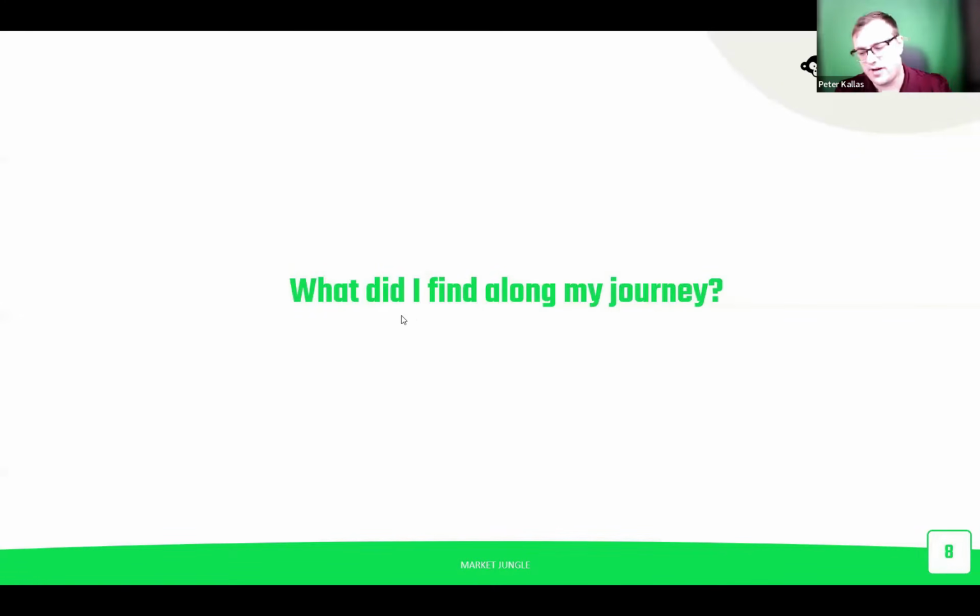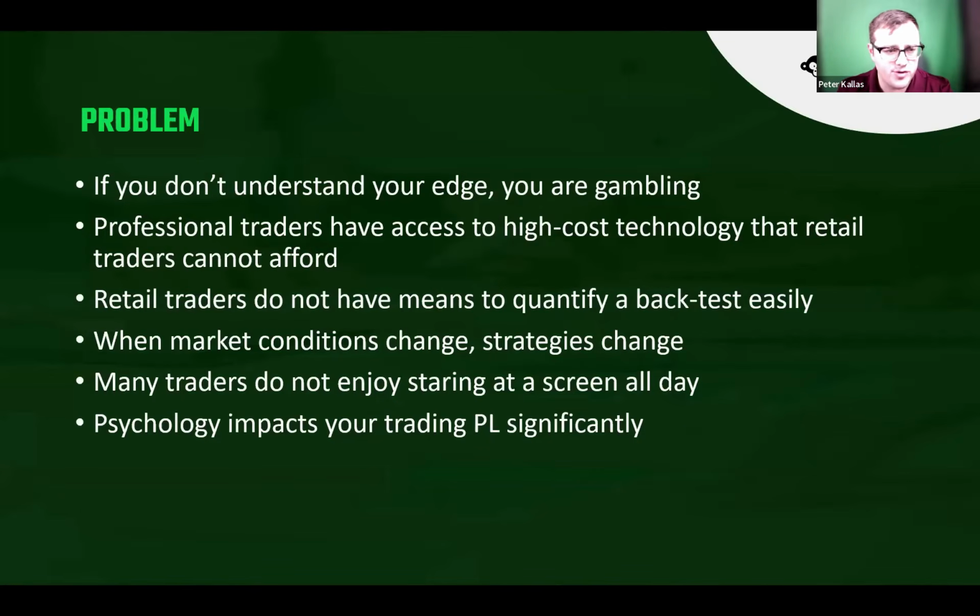So what did I find along this journey from going between discretionary trading to automated trading to building out Market Jungle? There's many problems that I see a lot of traders struggle with. And these are problems I struggled with too. One of them is understanding your edge. If you don't understand your edge, you're really gambling. You should have some sort of an idea of what your edge is in the market.